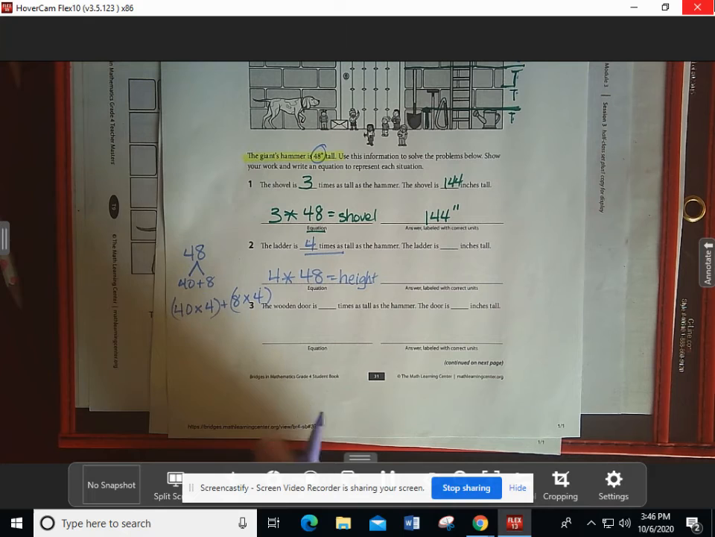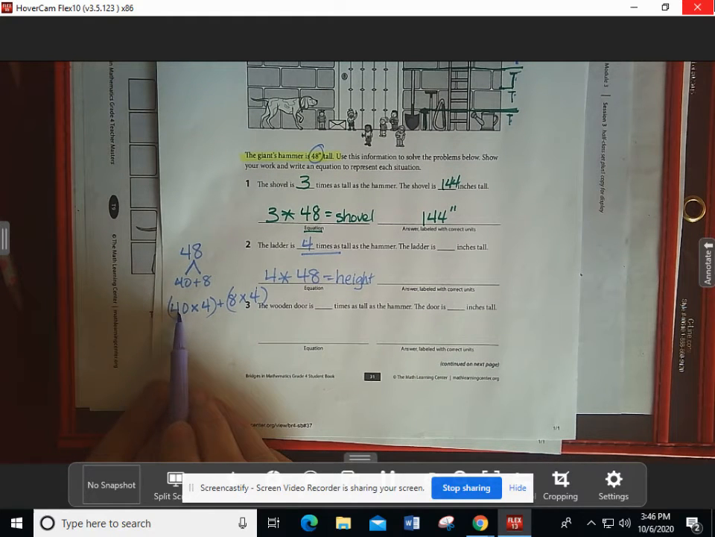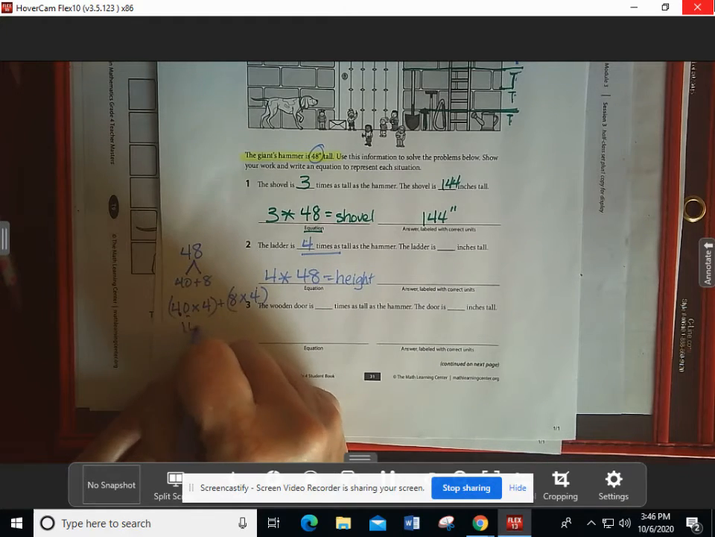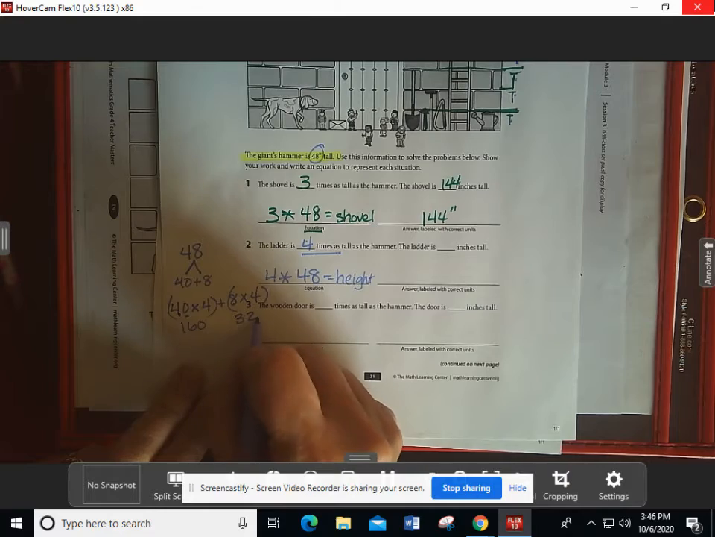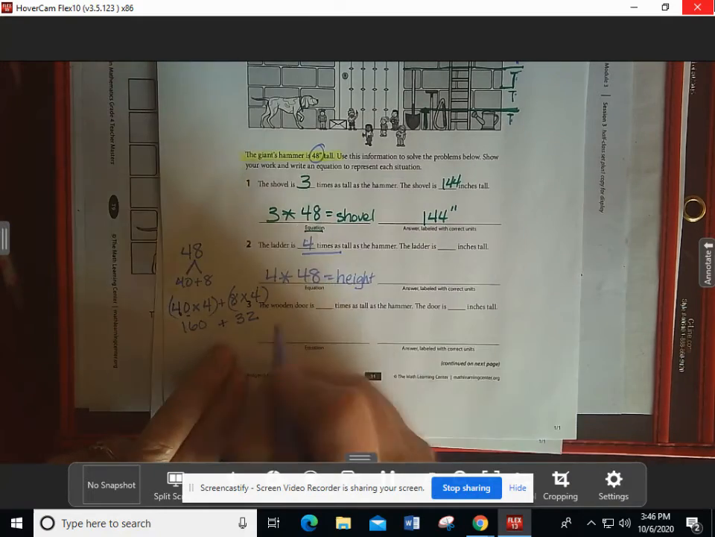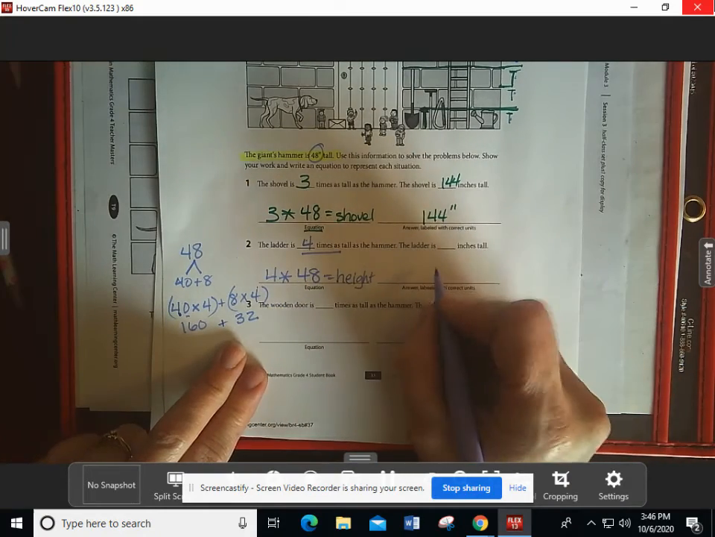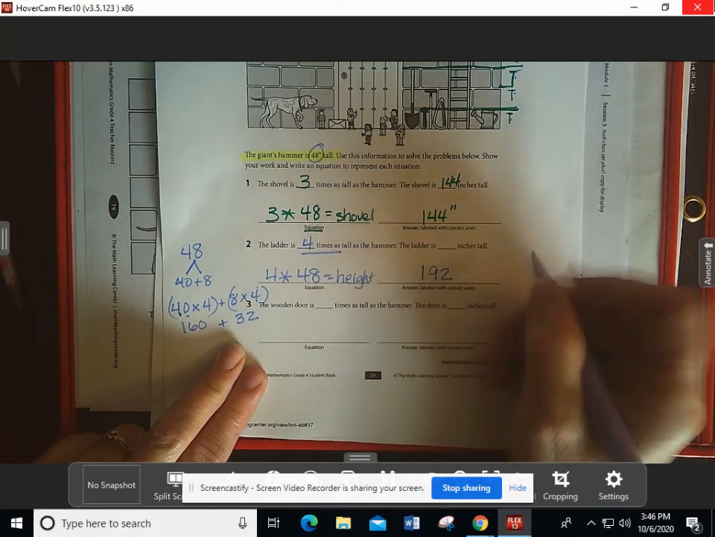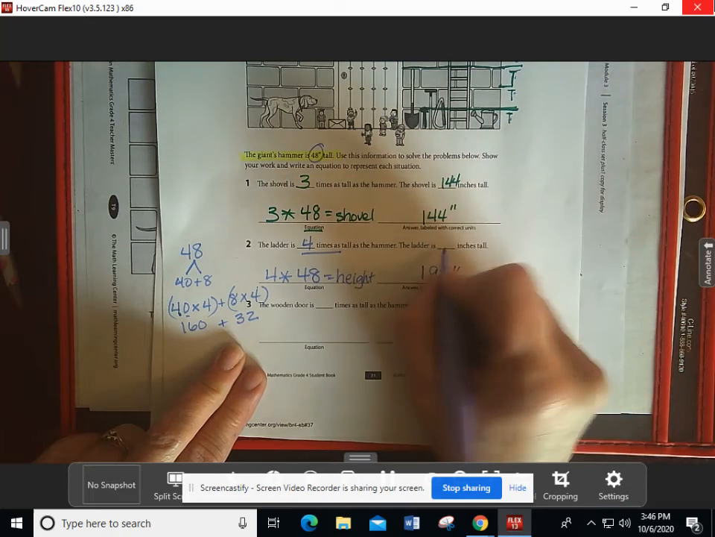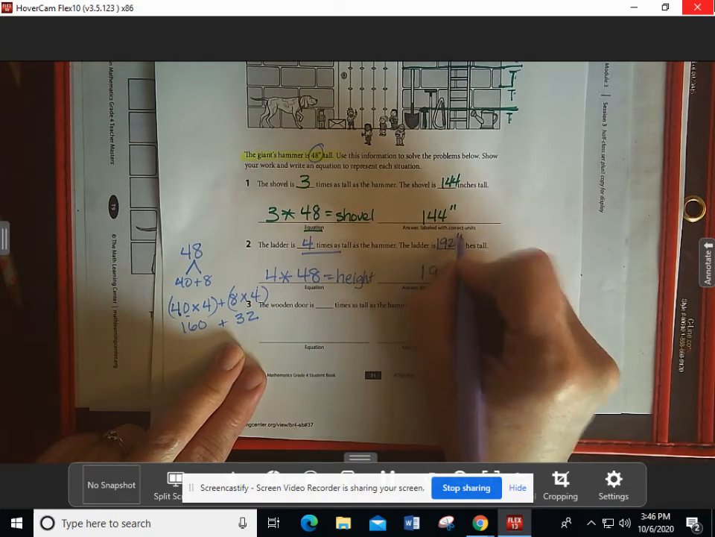So do you remember what 40 times 4 is? Remember, 4 times 4 is 16, but we can't say add a 0 because that's still 16. So it's 16 times 10. And then 8 times 4. Now we add those together, and we come up with the answer of, or should I say the product of, 192 inches. The ladder is 192 inches tall.